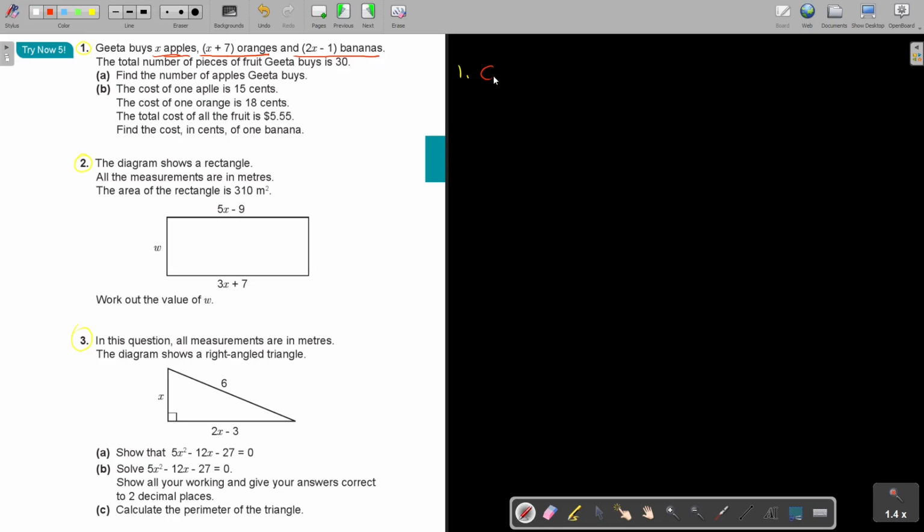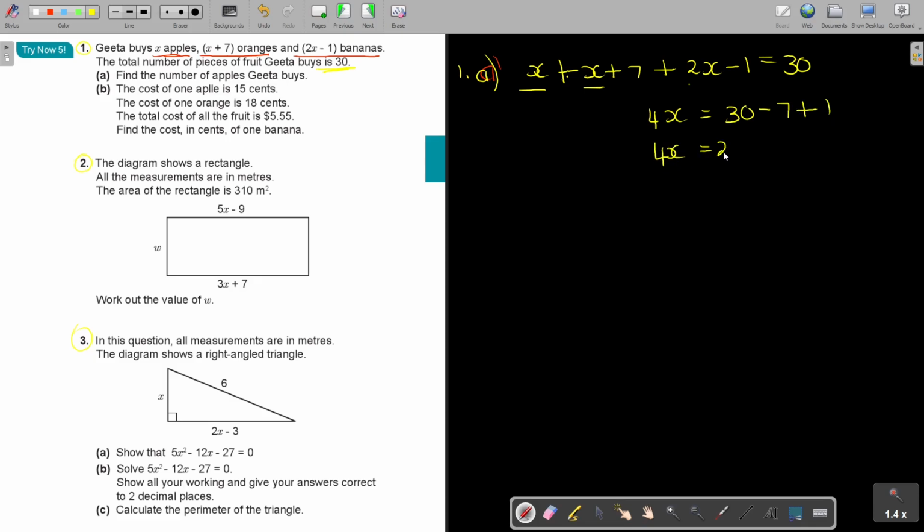So I'm going to start, and let's just continue with yellow. So it's going to be x plus 7. So it's just adding up all of them. 2x minus 1. And I said it's 30. So that will all be equal to 30. So 1, 2, 3 is going to be 4x. Take it to the other side. So 30 minus 7 plus 1. So it's going to be 4x equals 24. I divide by 4, and I get that the value of x is 6.